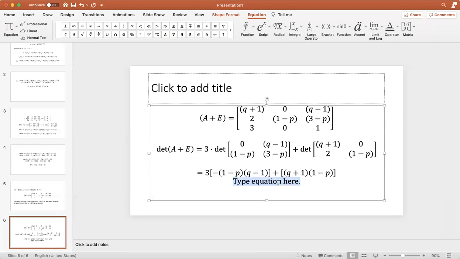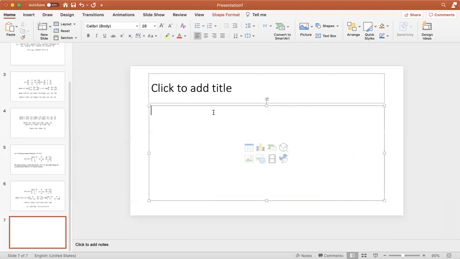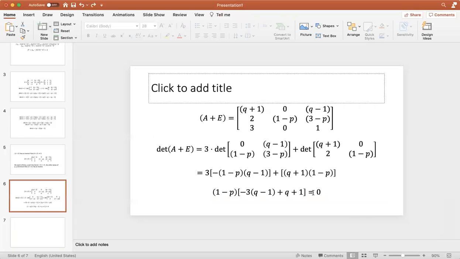Alright, so this is going to be equal to 1 minus p, okay, times, ipasok na natin si 3 dito. So this becomes negative 3 times q minus 1 plus q plus 1. Oops, sorry about that. So that's negative 3 times q minus 1, plus q plus 1. Okay. And set it equal to 0. Okay. So let me copy this entire line here.